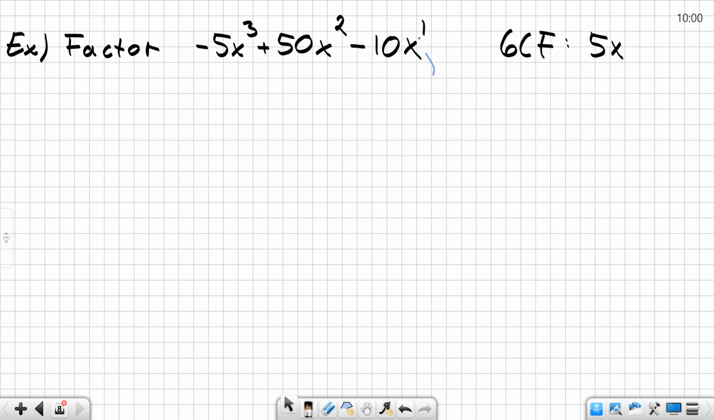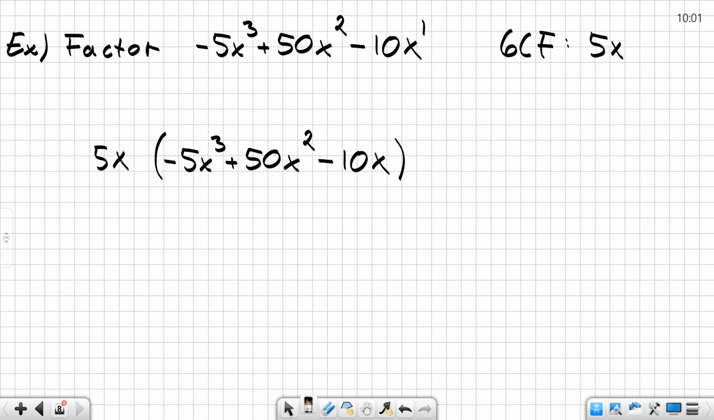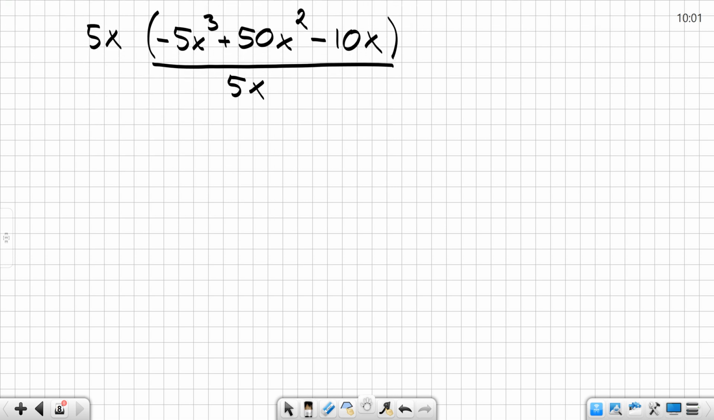If I take this polynomial that I had right here, what we have seen is that I could, strictly speaking, take this polynomial, multiply it by 5x, and divide it by 5x at the same time. This could cancel out. This wouldn't really change anything.